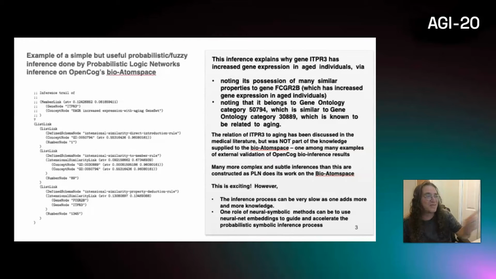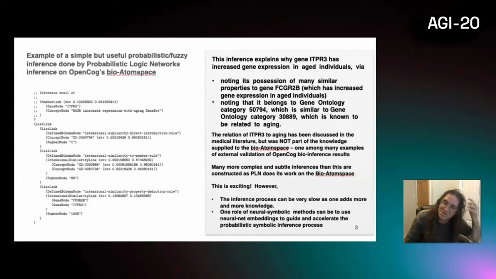So it's related to the FCGR2B gene that has increased gene expression in aged individuals. It's related to a gene ontology that's similar to a gene ontology known to be related to aging. So PLN connects all these dots, right? And this is a very short inference, so PLN can find it with no problem. But what we need to do is find more and more complex inferences that connect many more dots between different biological pathways, between data in one organism and another organism, or one experiment and another experiment. And to do these more complex inferences, PLN, like all logic engines, can take a very long time because it has many, many, many possible logical inferences to explore.